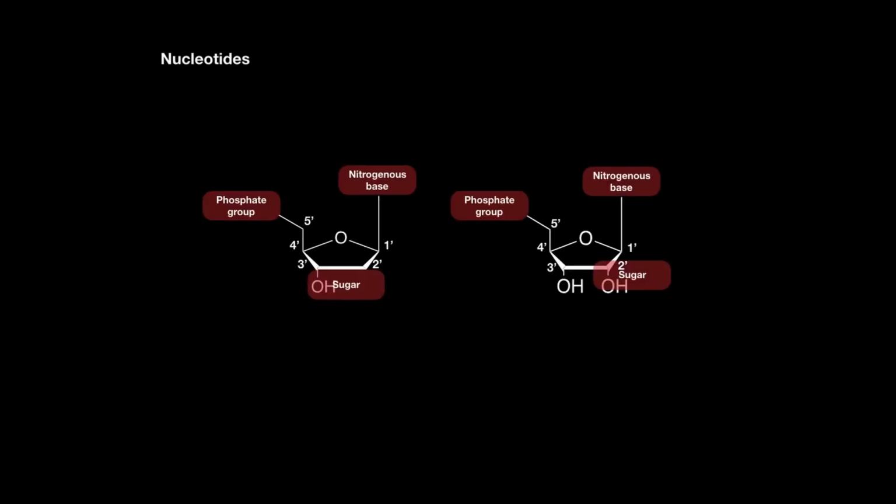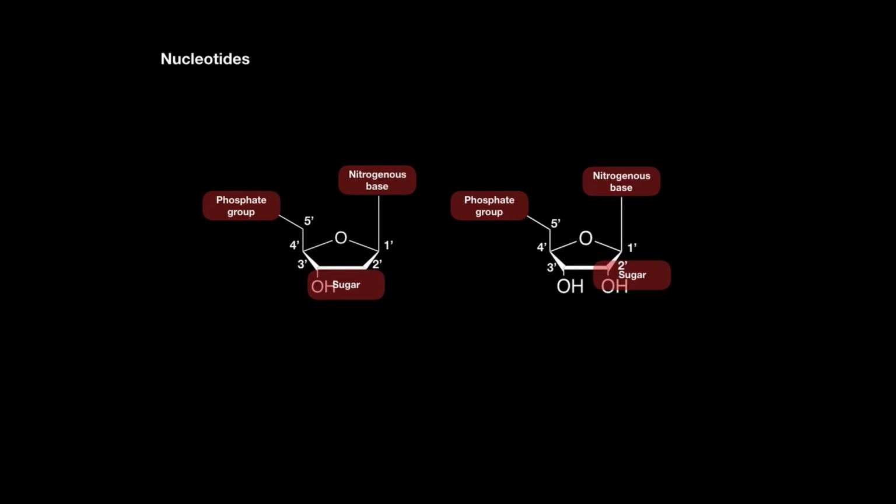These are made of a 5-membered sugar called pentose sugar, nitrogenous base, and the phosphate group. The pentose sugar in a DNA is deoxyribonucleotide, and that in an RNA is ribonucleotide. Hence the names deoxyribonucleic acid and ribonucleic acid.